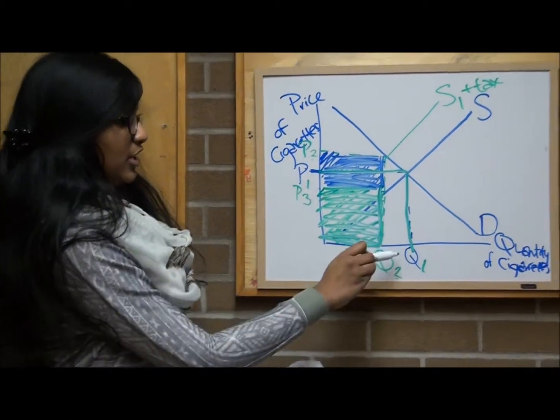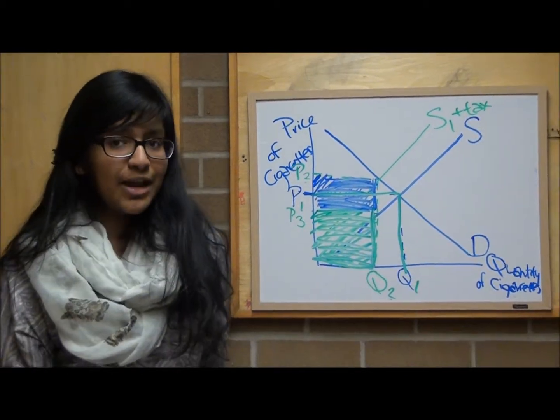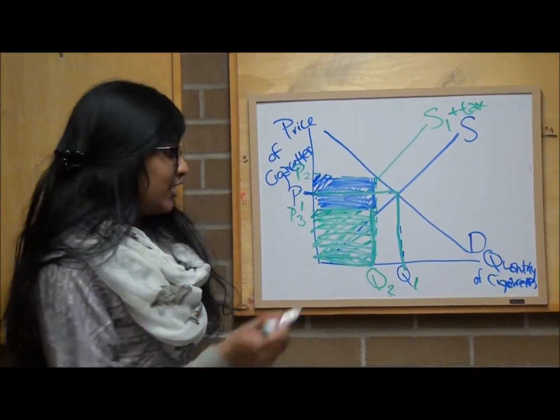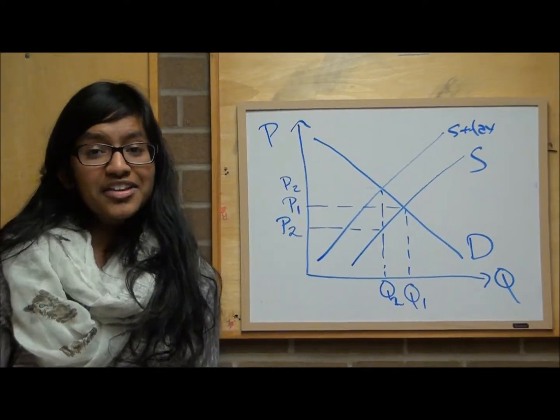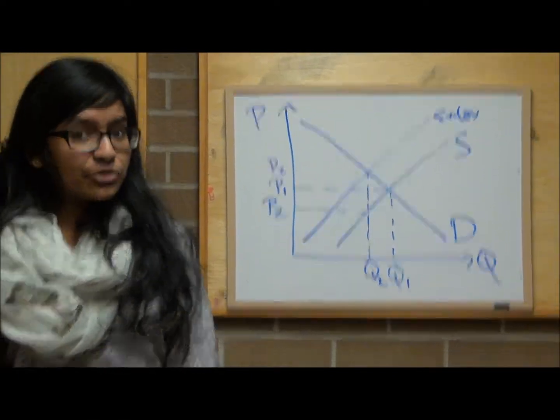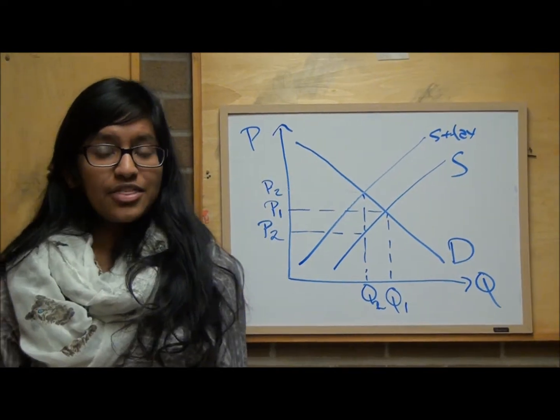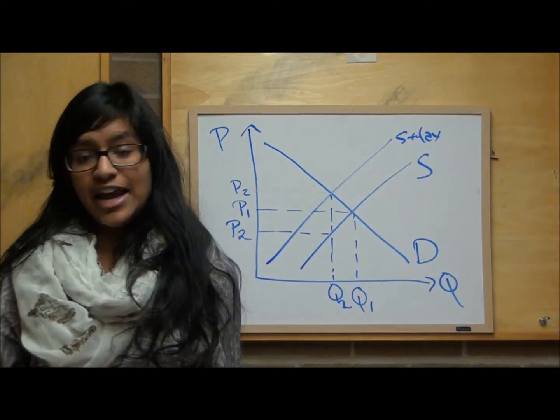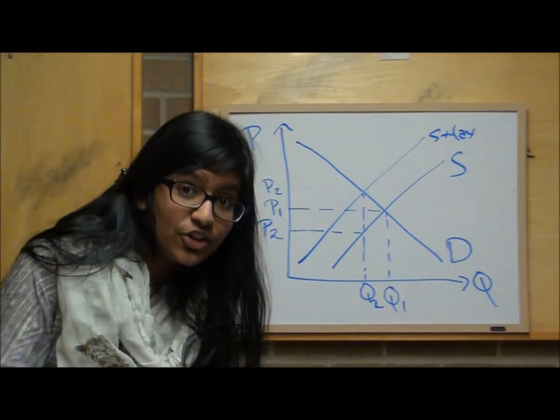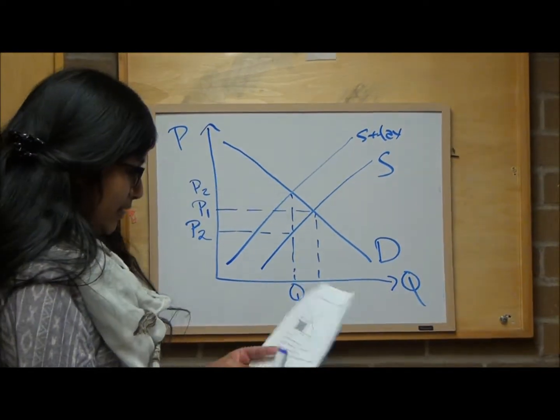So from P1 to Q1 is what producers originally made, but now the revenue has decreased to P3 to Q2. Okay, so now we're going to look at who pays for the tax burden. Both producers and the consumers pay for the tax burden, and I'm going to illustrate to you right now who pays for what burden.